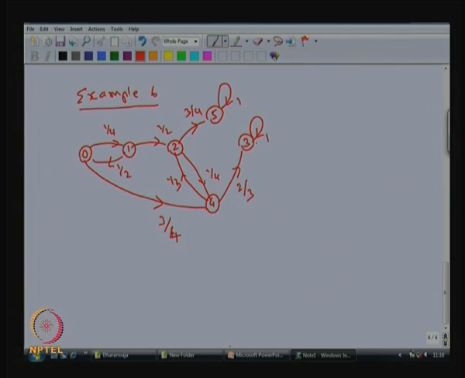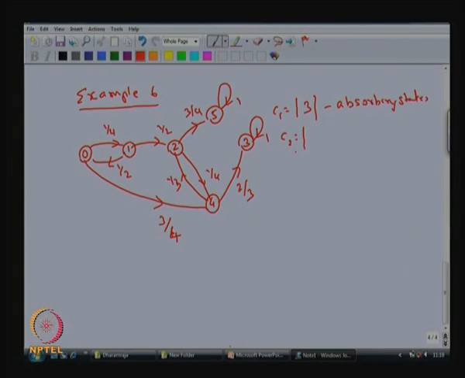Because of the self loop with probability 1 for states 3 and 5, you can directly make out that state 3 is going to be an absorbing state, and this is going to form one class C1. This closed communicating class has only one element, which is state 3. Similarly, the second class has only one element, that is state 5, which is also an absorbing state.